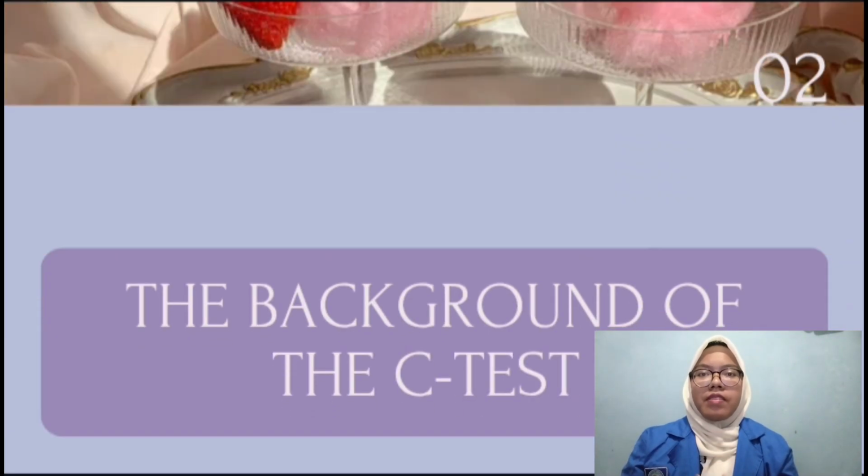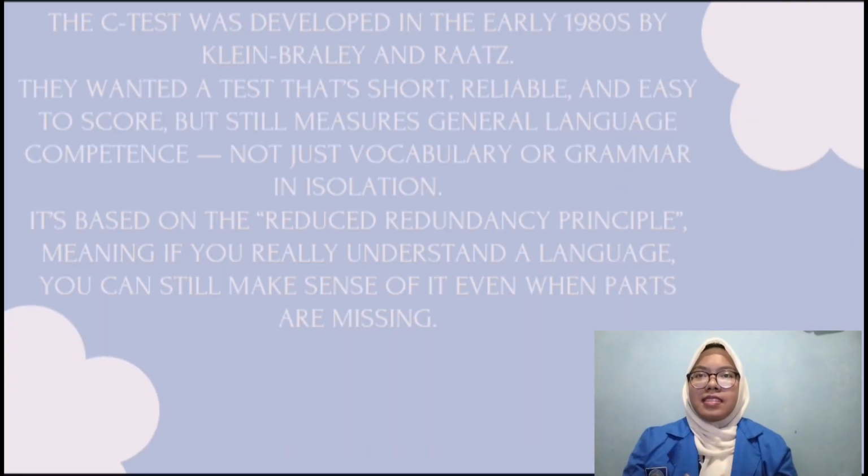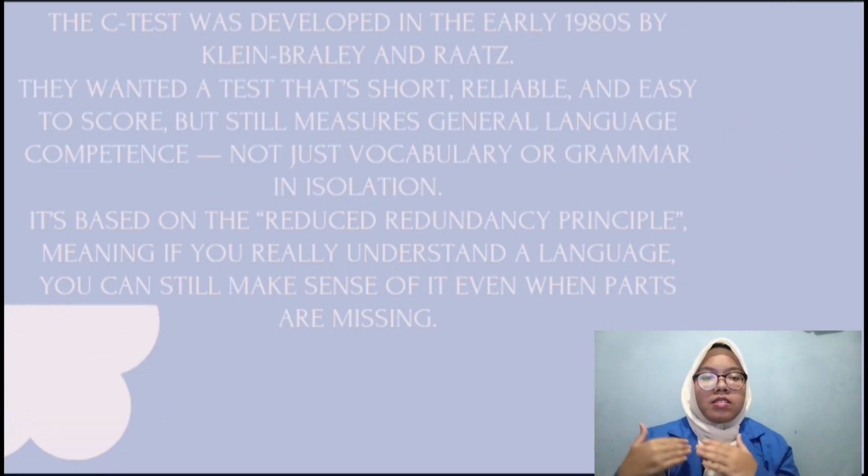The background of the C-test. The C-test was developed in the early 1980s by Klein, Brawley, and Rath. They wanted a test that's short, reliable, and easy to score, but still measures general language competence, not just vocabulary or grammar in isolation. It's based on the reduced redundancy principle, meaning if you really understand a language, you can still make sense of it even when parts are missing.